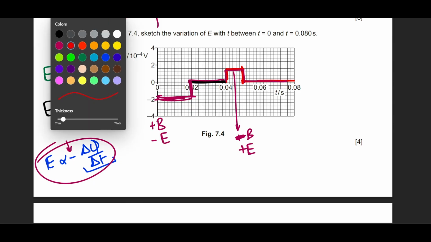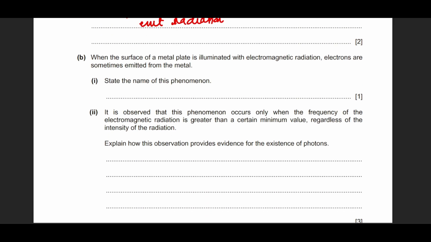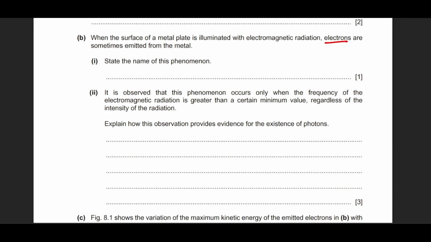Okay, all right. Moving on, state the meaning of photon. So a photon is a packet of energy belonging to the electromagnetic radiation spectrum. Just memorize these definitions from the marking scheme. It's as simple as this. When the surface of a metal is illuminated with electromagnetic radiation, electrons are emitted. So the name of this phenomenon is photoelectric emission.